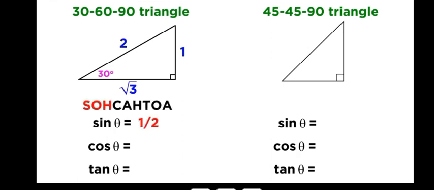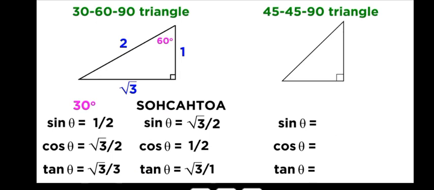Therefore, the sine of 30 is 1/2. The cosine of 30 is root 3 over 2, and the tangent of 30 is 1 over root 3. But since we don't like roots in the denominators, we multiply by root 3 over root 3, which gives us root 3 over 3. We can use the same triangle to evaluate the same functions for the 60-degree angle. Sine of 60 is root 3 over 2. Cosine of 60 is 1/2. And tangent of 60 is root 3 over 1, or simply root 3.